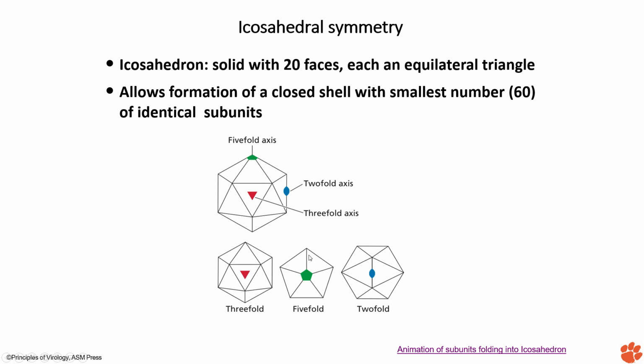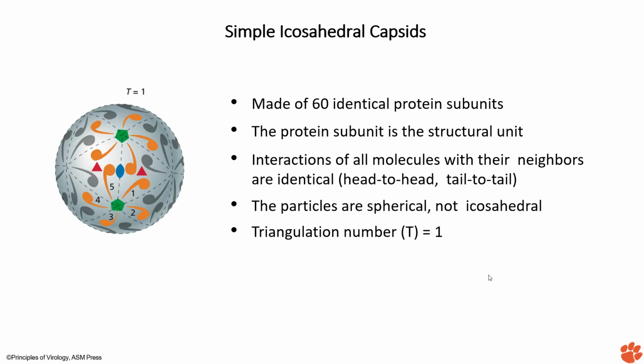If you are here in this one, you get a fivefold symmetry. You can see 1, 2, 3, 4, 5. These are all equilateral triangles. You have a fivefold symmetry. And if you're here in this position, you have a twofold symmetry. You have a triangle here, you have a triangle here. So everybody good with this? You have a threefold, fivefold, and twofold symmetry if it is just a simple icosahedral symmetry.